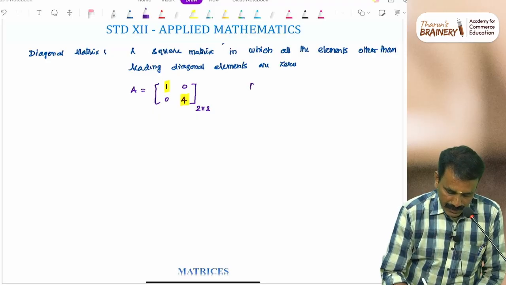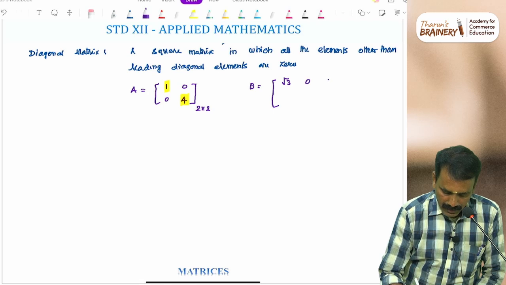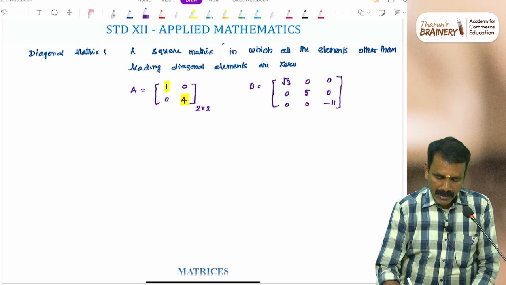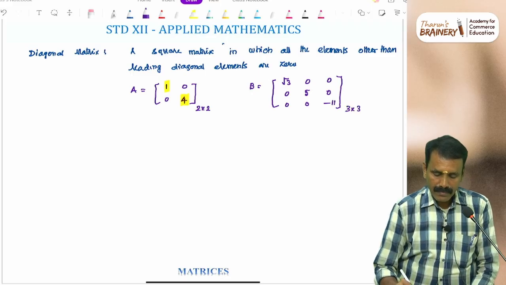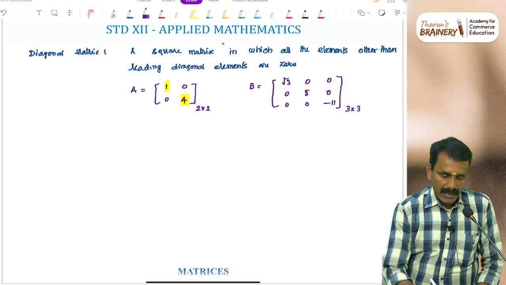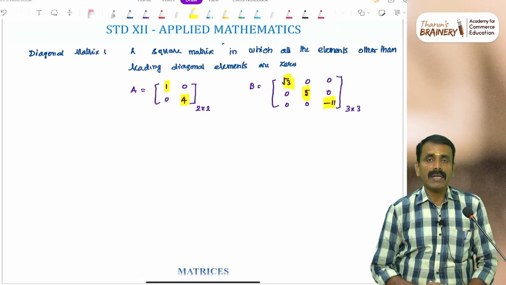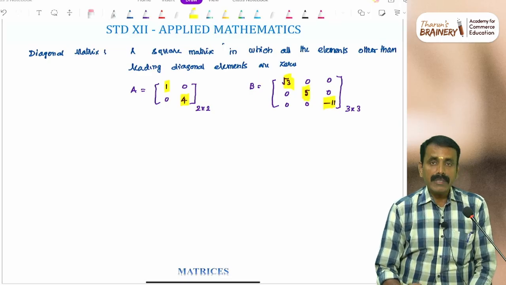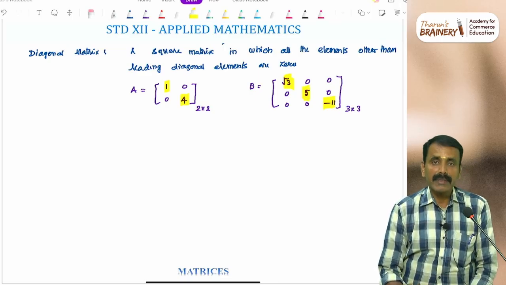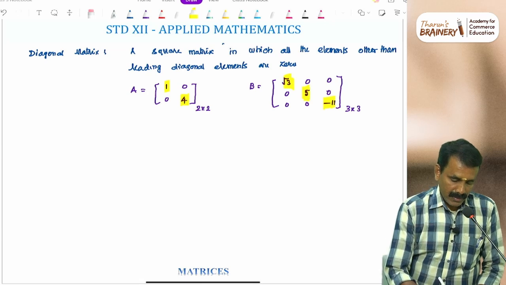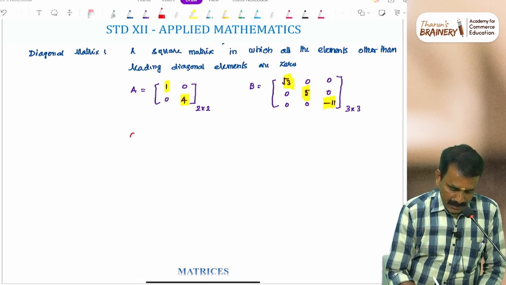Let us consider another example. B is equal to root 3, 0, 0, 0, 5, 0, 0, 0, minus 11. This is a matrix of order 3 by 3. In this matrix, except the diagonal elements, other elements are 0. So, this is termed a diagonal matrix. Let us consider another example.